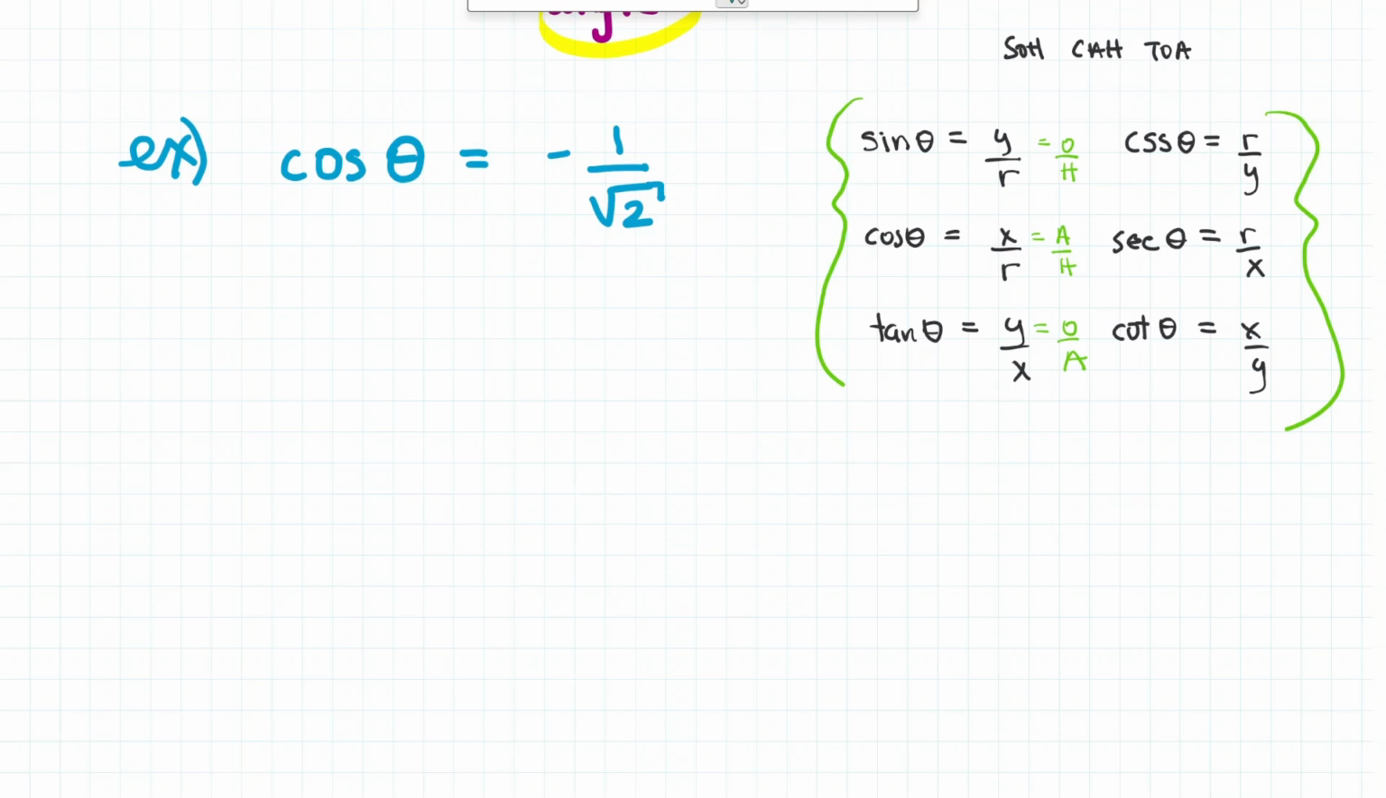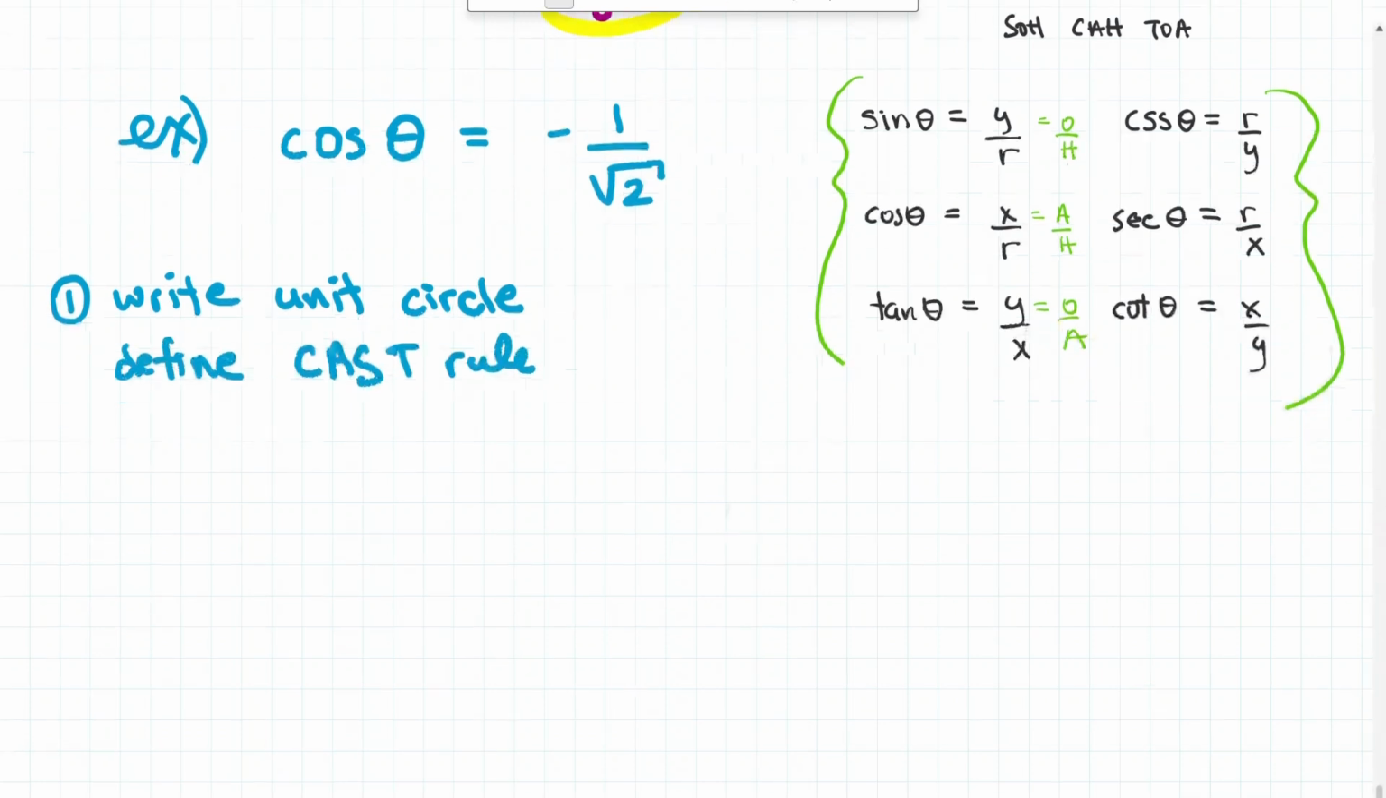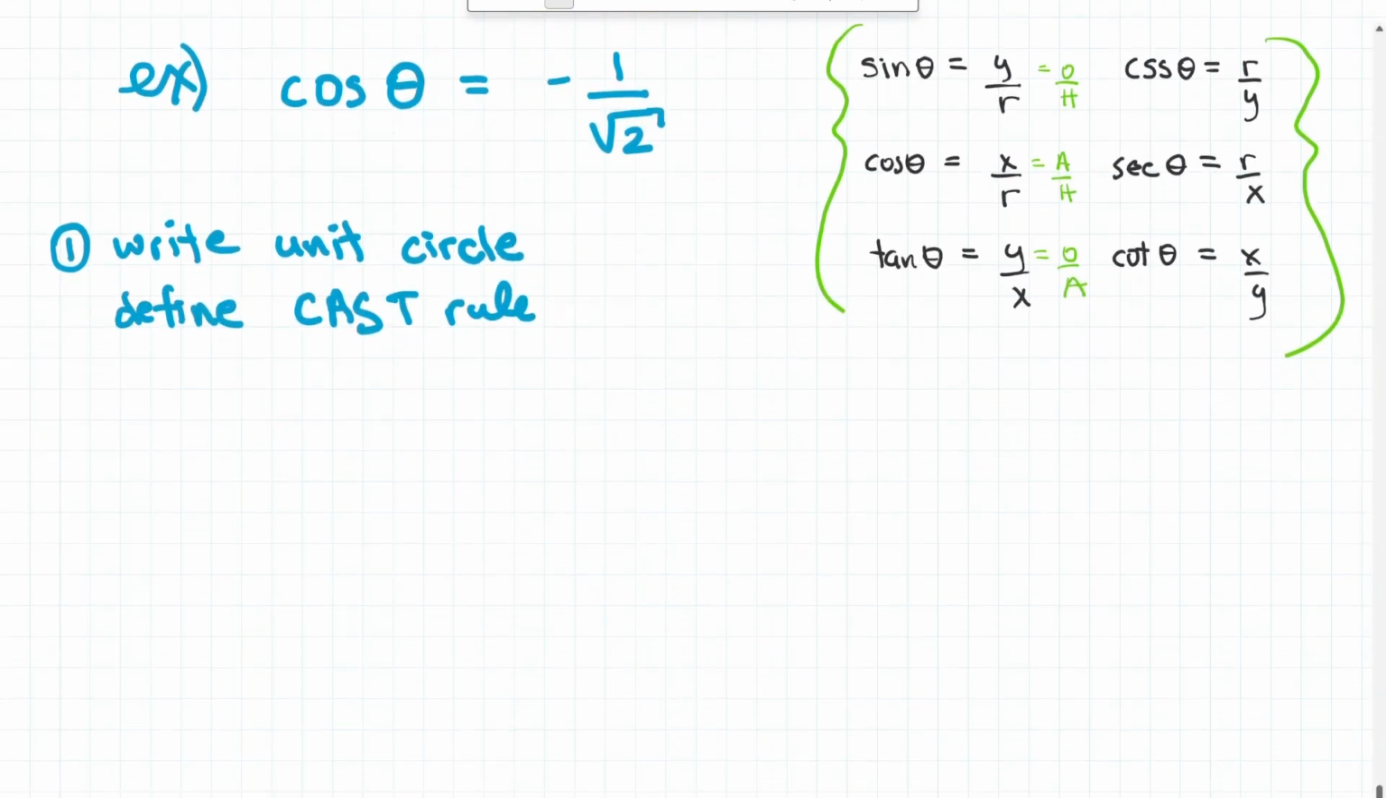Okay, how are we going to do this? So step 1 is you always want to write out your unit circle, or your grids for it, and define your cast rule, okay? I have individual videos talking about all these aspects, so be sure to check them out if you need more information on ratios or on cast rule. And in this video, we're going to just dive through everything all together.